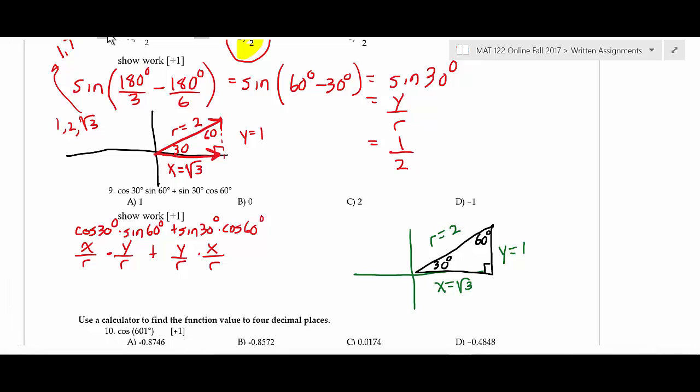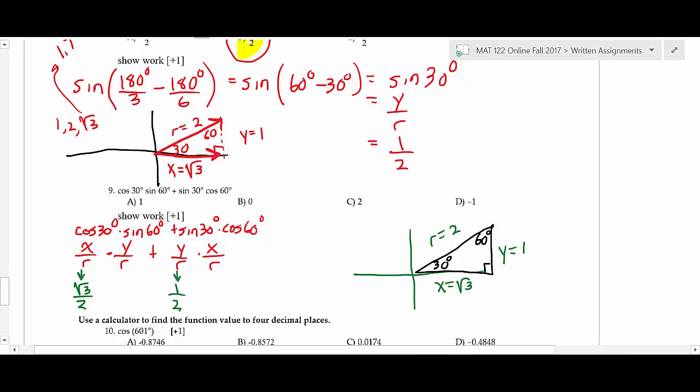Now we're interested in these two things: the cosine and sine of 30. So if I do this, I can get this thing like this. The cosine would be x over r, so that would be square root of 3 over 2. And then the sine of 30 would be y over r, so that would be 1 over 2, like that.